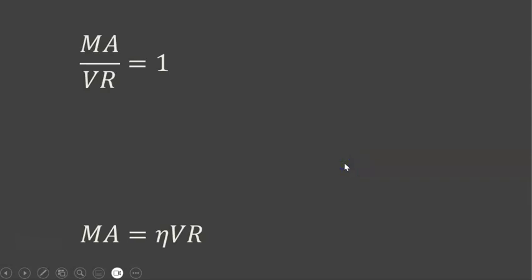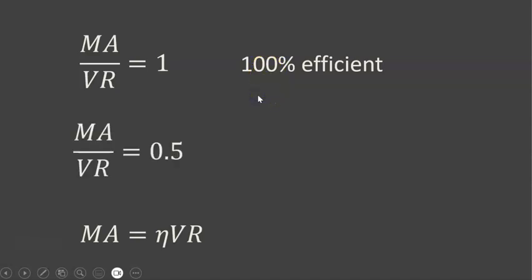So if the mechanical advantage is equal to the velocity ratio, we have a ratio of 1. Well, that's for a 100% efficient system. Just a little example there. If the mechanical advantage over the velocity ratio is only 0.5, well, it's 50% efficient.